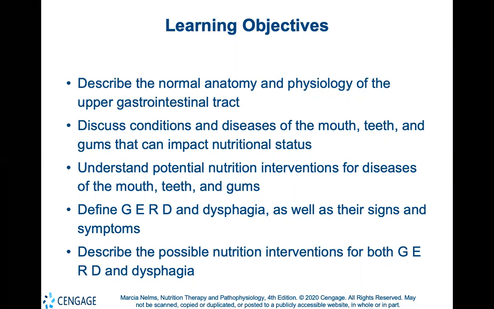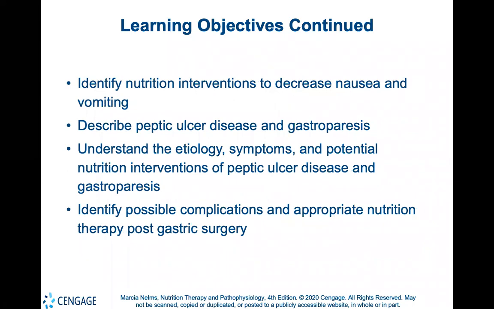Define GERD and dysphagia, as well as their signs and symptoms. Describe the possible nutrition interventions for both GERD and dysphagia. Identify nutrition interventions to decrease nausea and vomiting. Describe peptic ulcer disease and gastroparesis. Understand the etiology, symptoms, and potential nutrition interventions of peptic ulcer disease and gastroparesis. Identify possible complications and appropriate nutrition therapy post-gastric surgery.